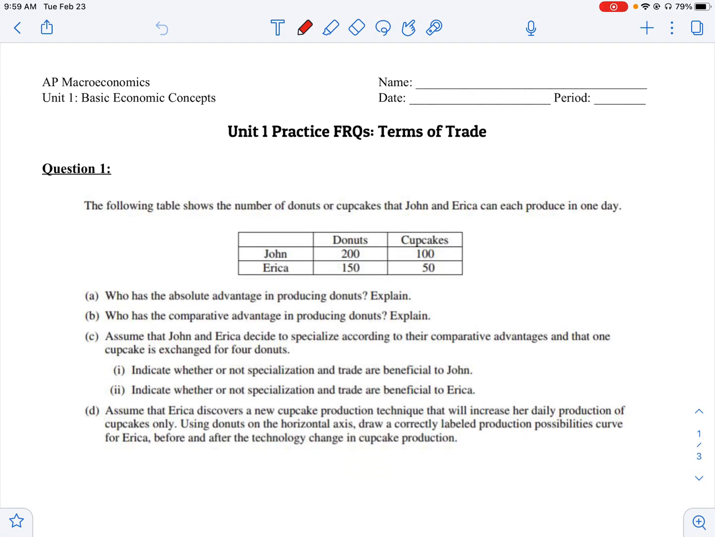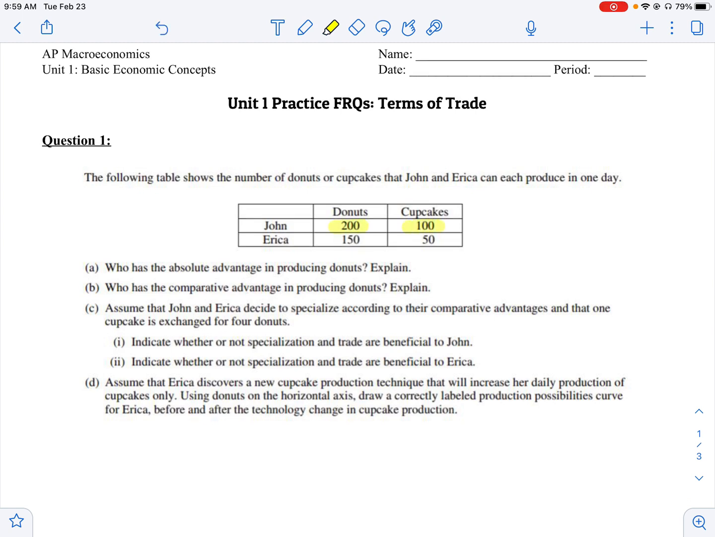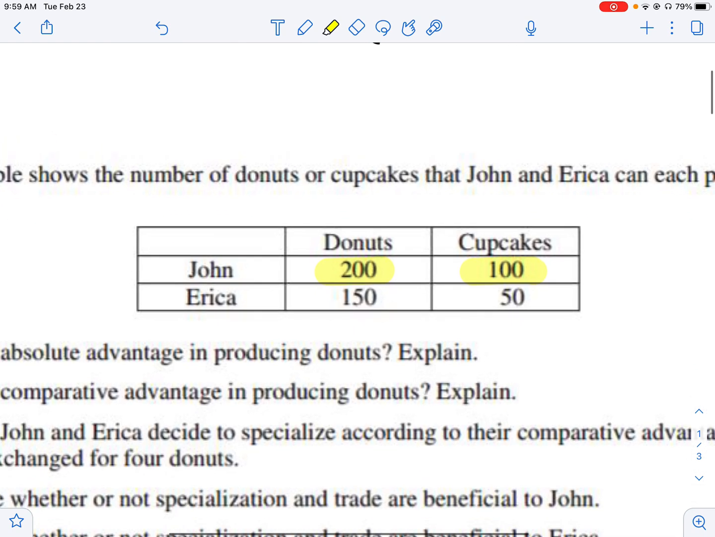So this tutorial is to help you understand Unit 1 Practice FRQ's terms of trade. For question 1, we have a table of data about John and Erica making donuts and cupcakes. You can readily see right away that John is making more donuts and more cupcakes in a day's time than Erica is. So what we want to do with questions like these is break down the data before we ever even look at what we're being asked.